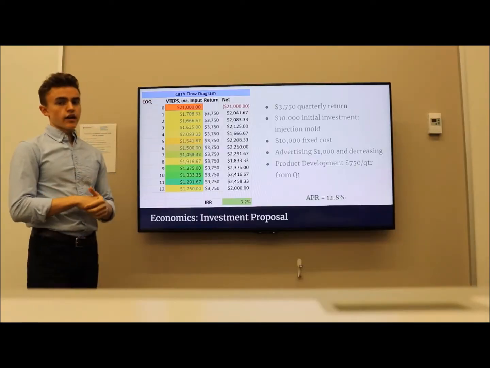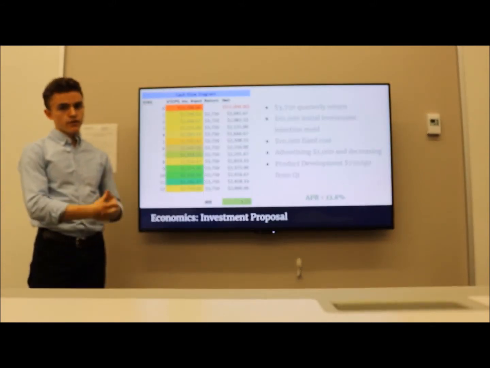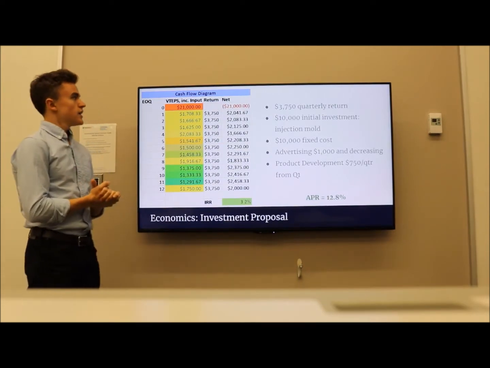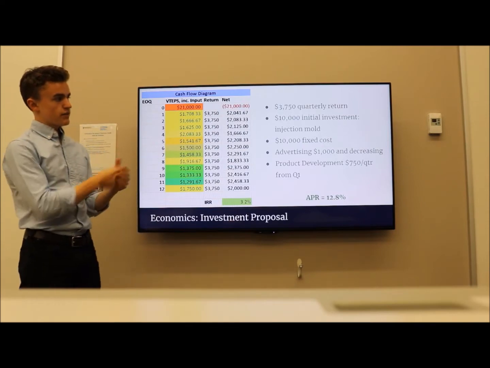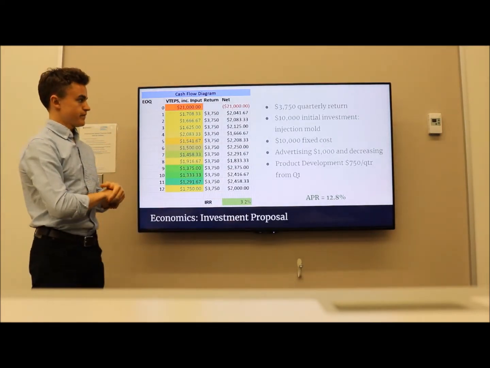Okay, so now on to the economics section. First part of this section is the investment proposal. This is our investment proposal to VTEPs for the Arduino project. On the left side you'll see the cash flow diagram, and on the right side I've picked out a few key points from it, describing how it works in general.